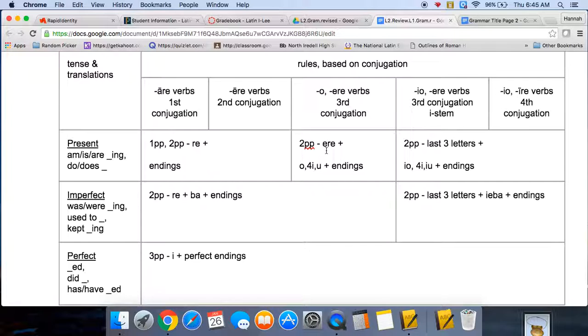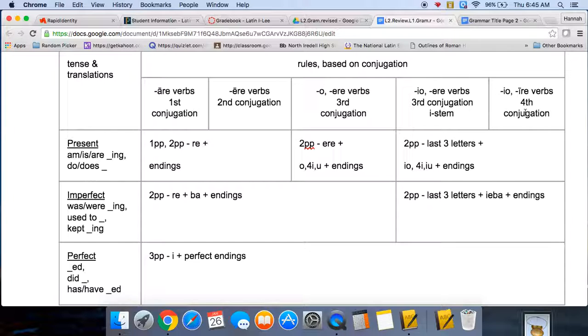Remember that this was a short E. Short E doesn't like to stay. This short E turns into other vowels. This is the O, the I, the U. You had an earlier screencast on how to conjugate the verbs, and if you need further assistance on that, let me know and I'll do another cast for you.